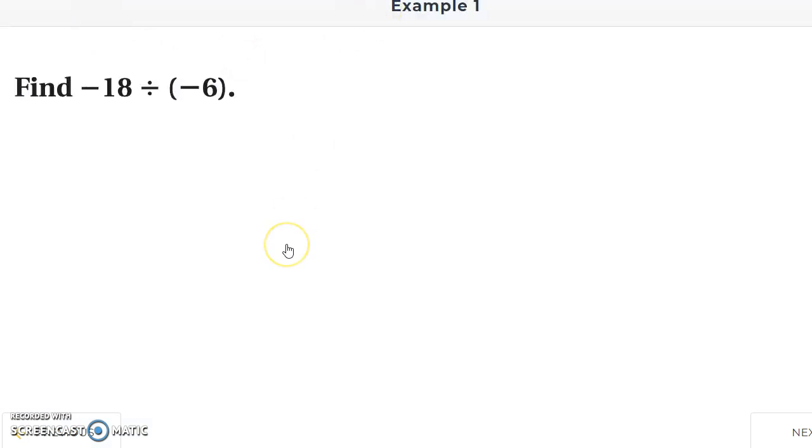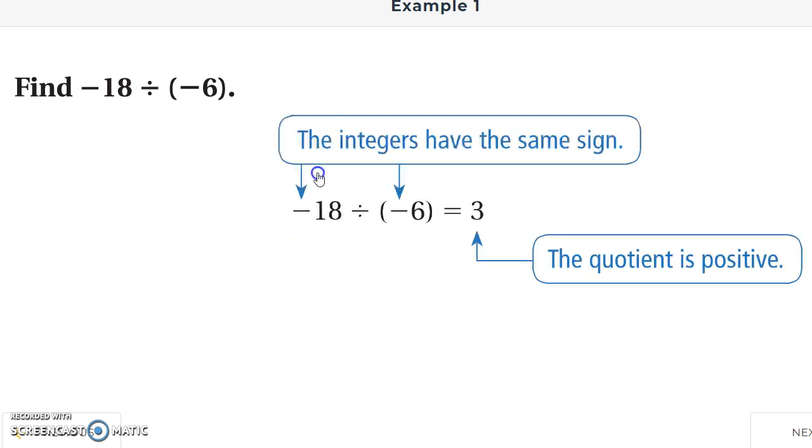Here we go. So our rules are the same as in 11.4, which is actually pretty cool. The quotient of two integers with the same sign is positive, and the quotient of two integers with different signs is negative. Wow. So you have that from 11.4. You're going to apply the exact same rules here when we do division. So I have two integers, and they have the same sign, therefore my quotient is positive.